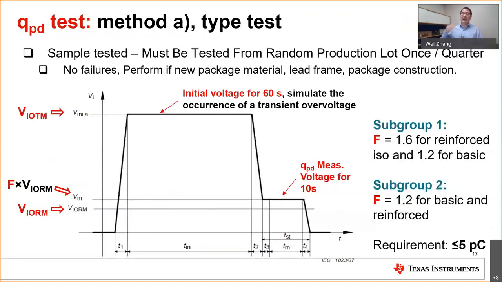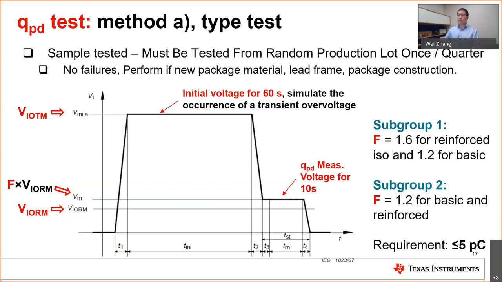And how do we test? For partial discharge, there's a method A and a method B1. In method A, you can see here, it has a charging profile. You start from 0, ramp quickly to the VIOTM, which we introduced before, for 60 seconds, to simulate the occurrence of a transient overvoltage. And then it goes to your working voltage, the repetitive working voltage times the F. F is a coefficient, 1.6 for reinforced, 1.2 for basic, and for different subgroups as defined in the certification. So here, the QPD is measured for 10 seconds. Over the 10 seconds, what is the total charge discharged?